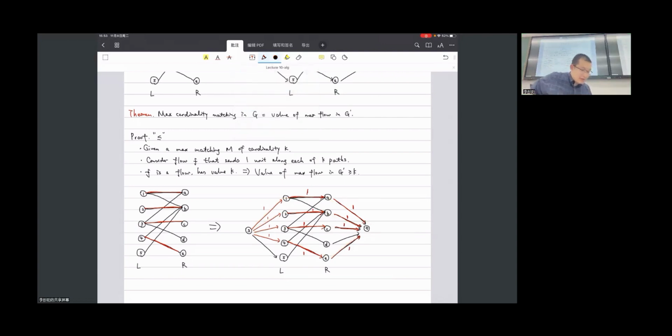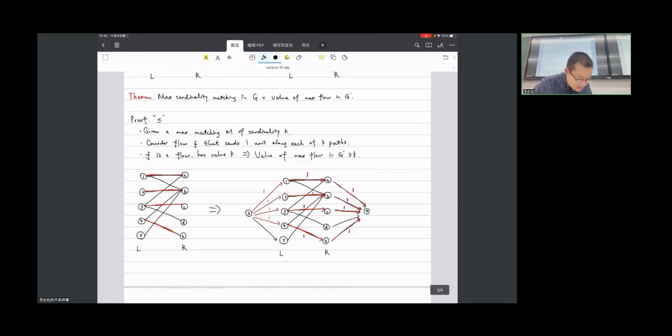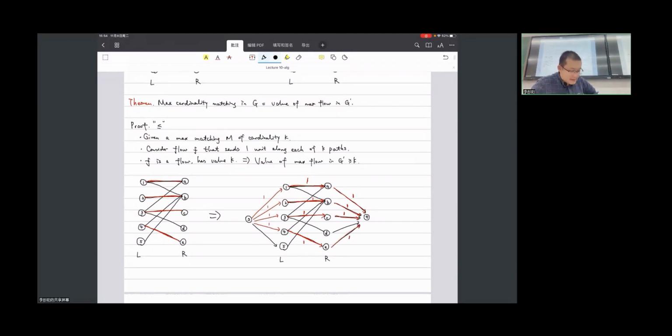Okay. So after proving the smaller than or equal to part, the next thing that we are going to do is the larger than or equal to part. That is basically saying we need to prove that the value of the max cardinality matching in G is larger than or equal to the value of the max flow in G prime. In some sense, you can imagine that this is another type of reduction. When you consider a max flow in G prime, we are going to see how it gives a max cardinality matching.